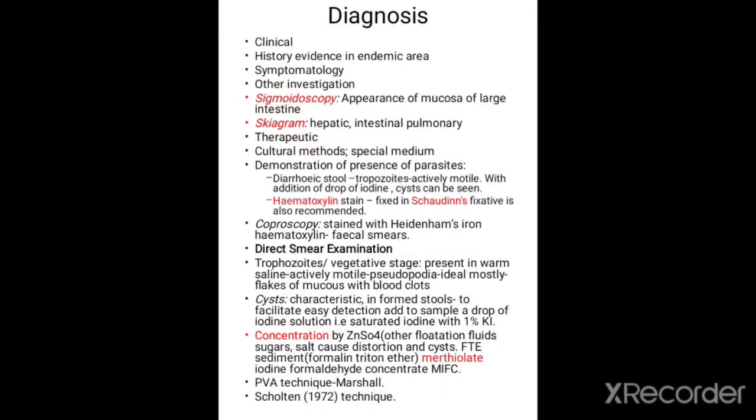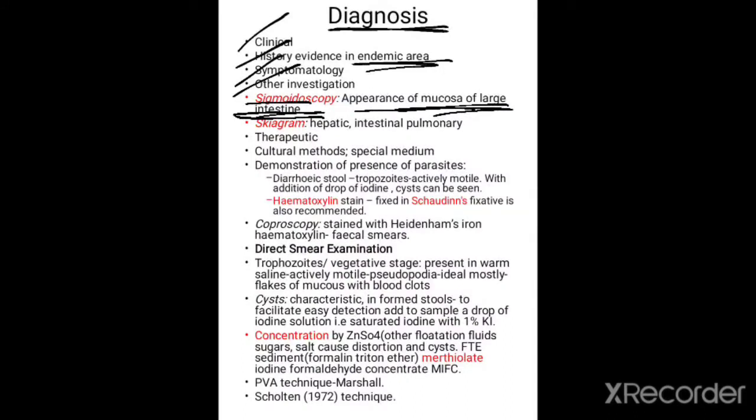To diagnose the disease, it can be based on the clinical signs, history, evidence in the endemic area, symptoms and other investigations. Sigmoidoscopy shows the appearance of the mucosa of the large intestine, and skiagram will diagnose the hepatic and pulmonary disease. Cultural methods such as special media can be used to demonstrate the presence of the parasite. In diarrheic stool, there are trophozoites, which are active and motile, found in the acute stage, and cysts are seen in the chronic stage.